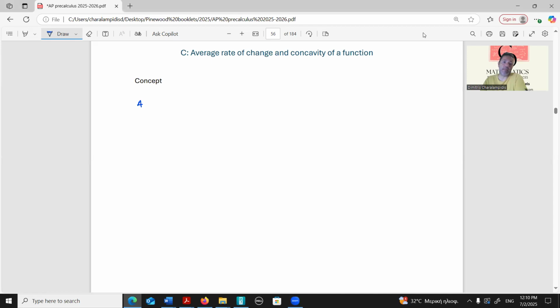Remember that the average rate of change on an interval AB is given by f of b minus f of a over b minus a. Remember as well that we said in the exact previous video that when the average rate of change is positive, then the function increases, and when the average rate of change is negative, the function decreases.